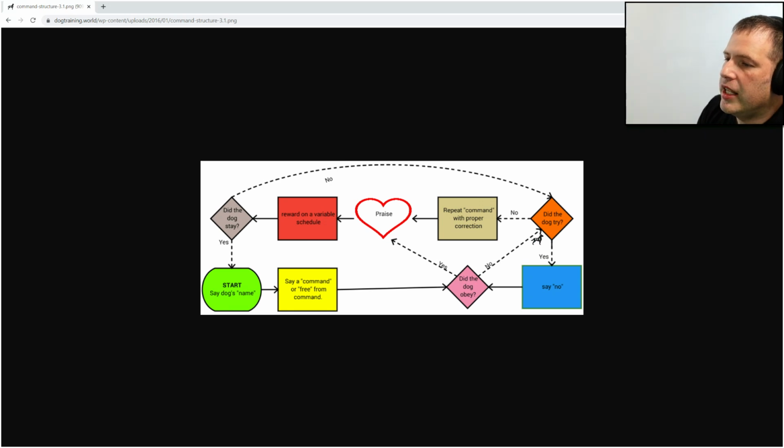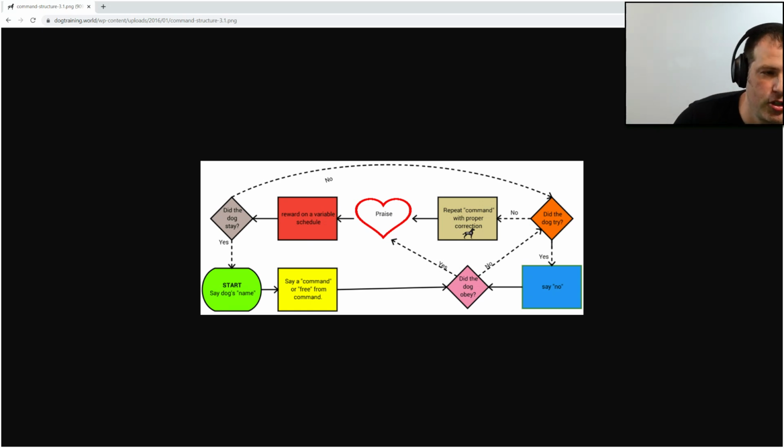If the dog didn't obey, and we're entering a command for the first time, and we do not feel that they tried, no. All right, this line is new over here. I just repeat the command with the proper correction. Also from this direction, if you're in the duration, and did the dog stay? No. If you don't feel that the dog is really trying to stay at this point, you can skip the word no and go right to the command.